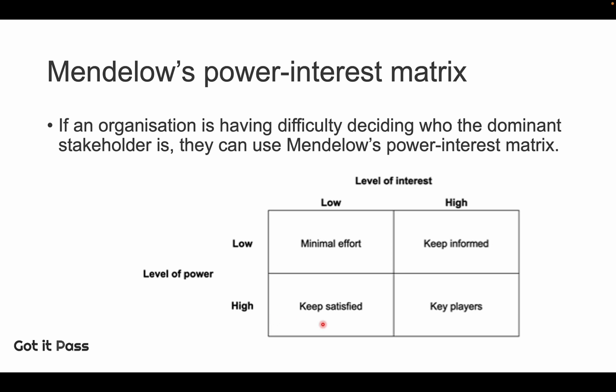Don't forget here, even though we have four boxes, or four quadrants, each group of people can move around, from the keep satisfied box to the key players box. If their level of interest increases from low to high, then they will change from keep satisfied to key players.